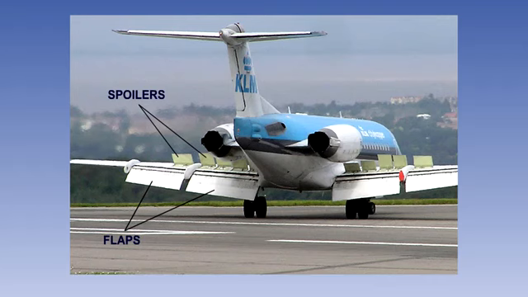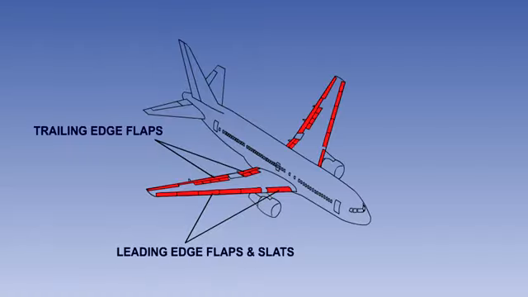The secondary flight controls consist of lift augmentation devices, flaps and slats, lift dumping devices, spoilers, except when they are used for roll control, and air brakes and trimming controls. Some or all of these devices may be fitted to a particular aircraft. In this lesson, we will look at the operation of trailing edge flaps, leading edge flaps, and slats.